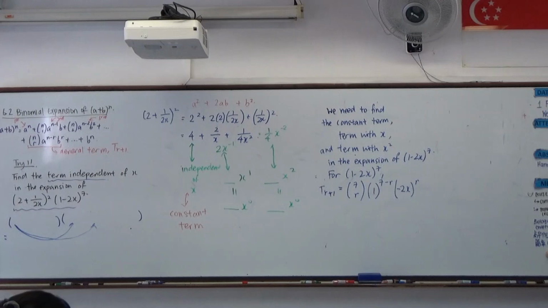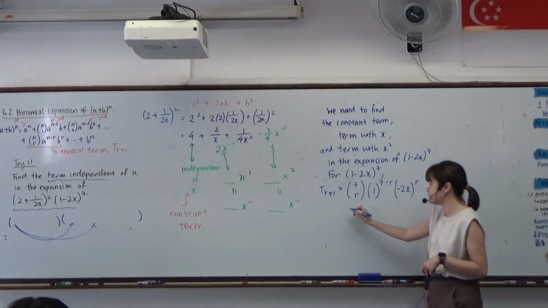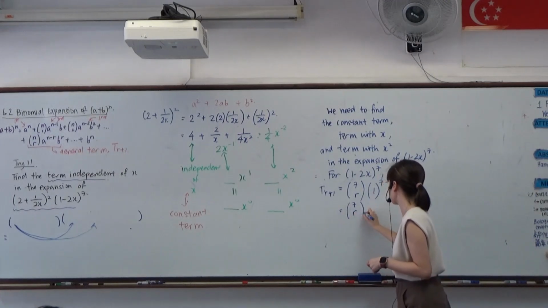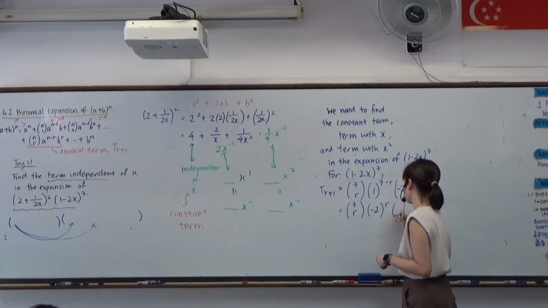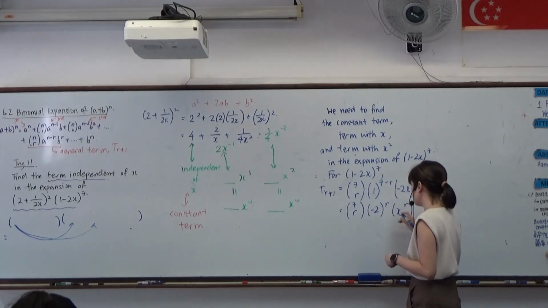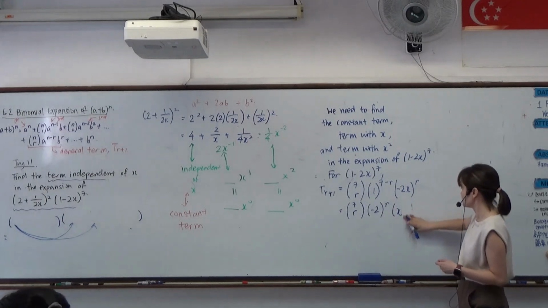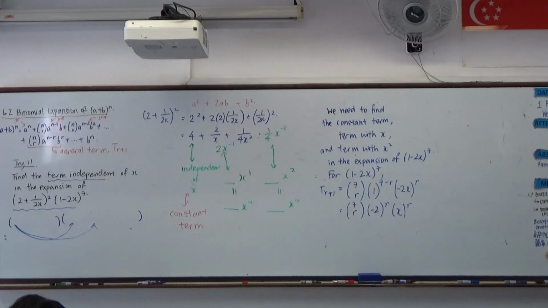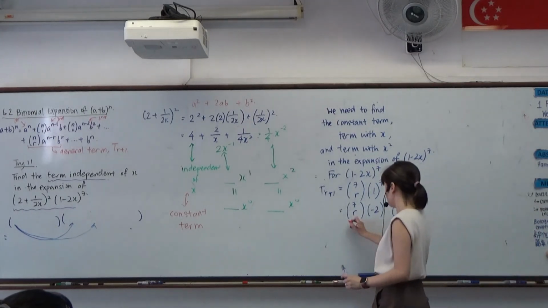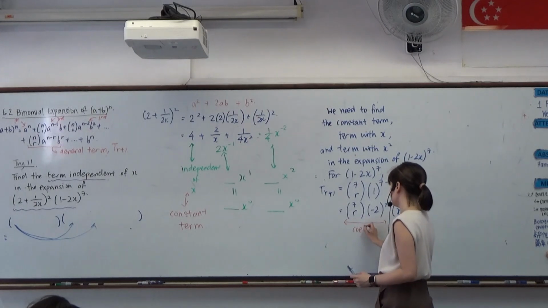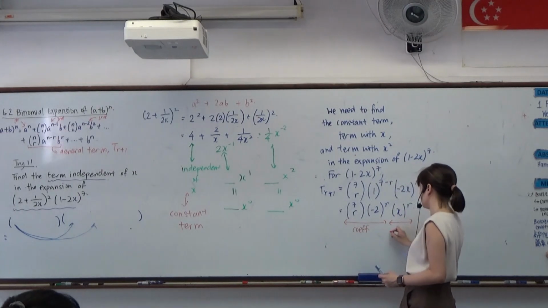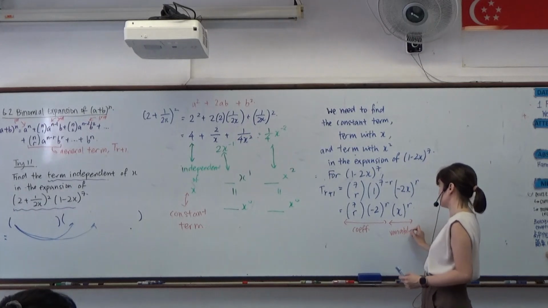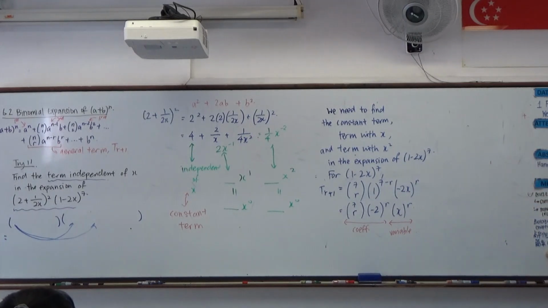We get this. Simplify it. Okay. So got the general term ready in a very clean manner. We have the coefficient and then the variable. So let's look for the constant term first.